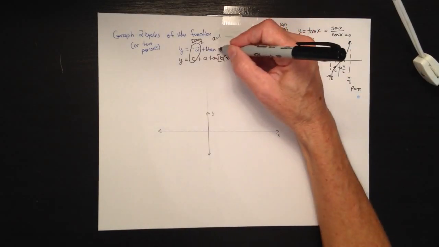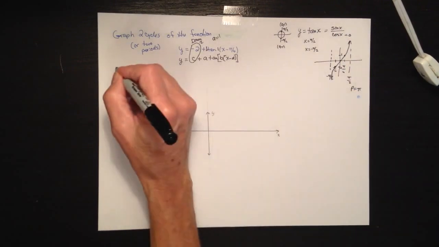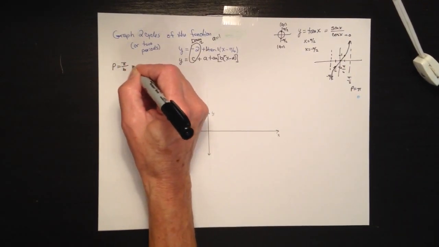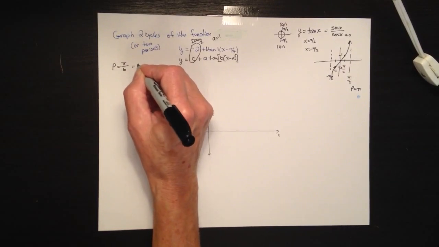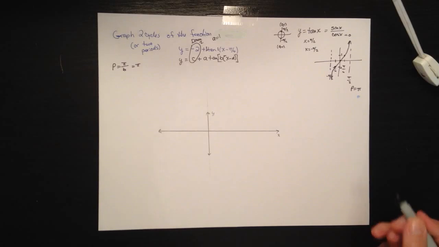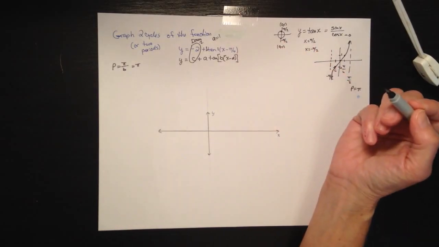I don't see anything in front of x here. I know that b is 1. That b affects our period. The period, which is normally pi, would be pi over b. But in our case, it's pi over 1 or just pi. So we still have the same period. And then we have this phase shift going on, x minus pi over 4, that we have to deal with.